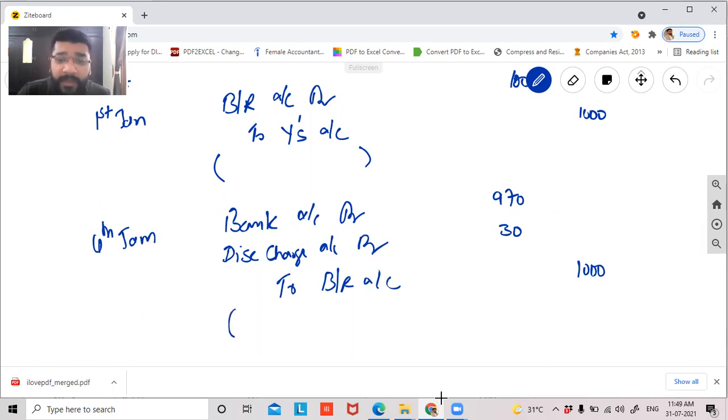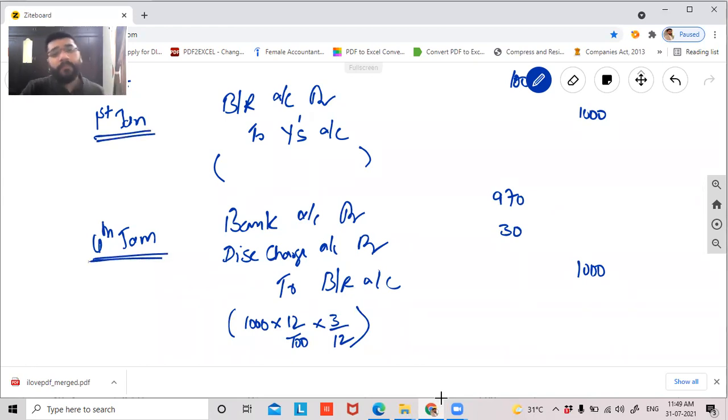How did you calculate the discounting charges? The bill value of 1000 rupees into 12 by 100. This would be the discounting charges for the whole year. But we did not take help from the bank throughout the year. We have taken help from the bank only for 3 months, so into 3 by 12. That is how we get the discounting charges. Any doubt in the 4th Jan entry, guys? Any doubts in this entry?